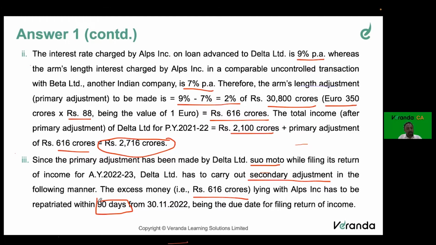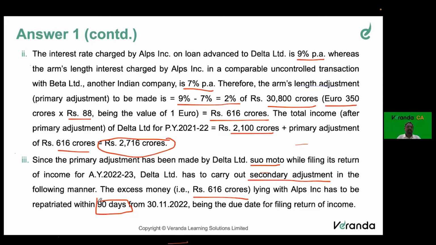So what is the due date for filing of return of income when you have transfer pricing? The due date of return of income when you have transfer pricing is 30th November 2022, because we are talking about the financial year ending 31st March 2022. The due date for transfer pricing cases under section 139(1) is 30th November 2022. So this is the actual limit. So this is what you will have to recover within that date. That is 90 days from 30/11/22.